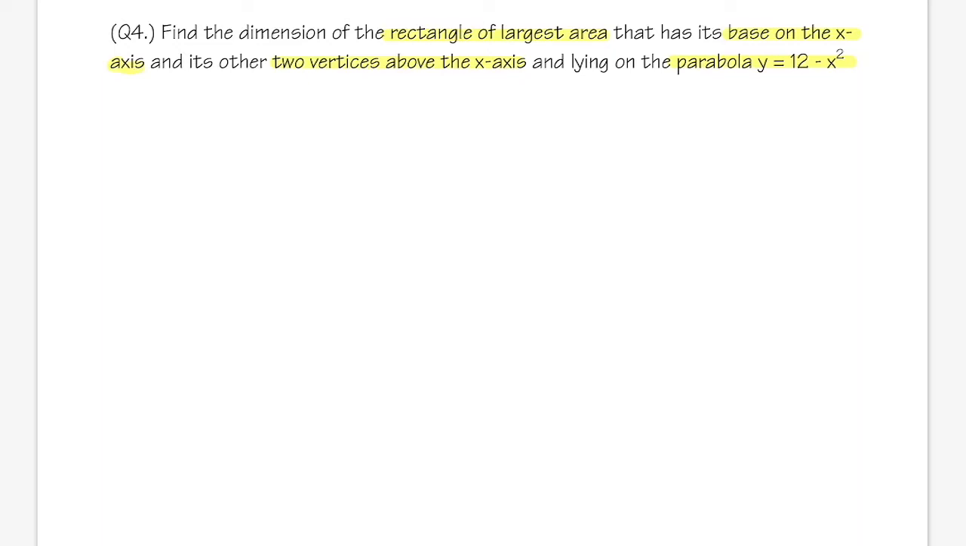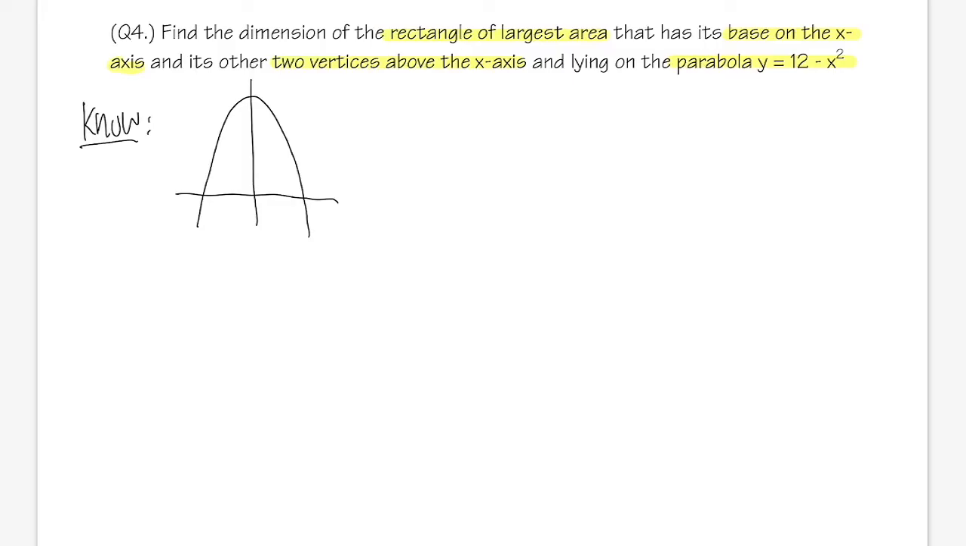Done? Okay, let's go ahead and write down what we know. We have a parabola, so let's draw that parabola first. 12 minus x squared: the minus x squared is an open down parabola, and the 12 tells us to drag the parabola up 12 units. So we will have a picture like this.